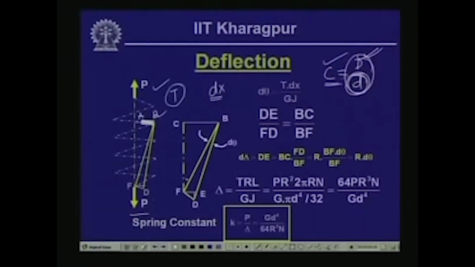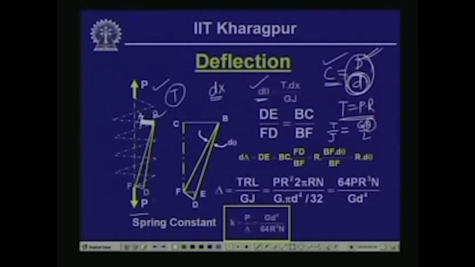Now, if we look into this particular segment AB, having a length dx, because of the constant twisting moment T, which is equal to P into R, this will produce a rotation, and the relative rotation between the two sections A and B, if we call that d theta, we can compute from T dx by G J. As you know, T by J is equal to tau by rho is equal to G theta by L.